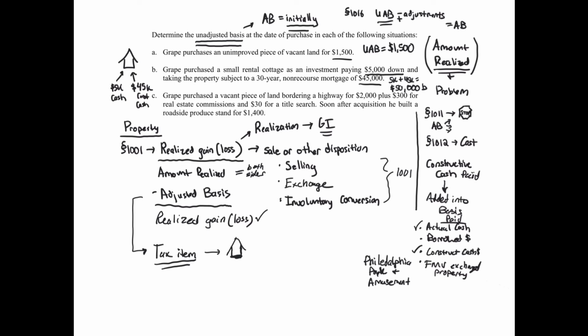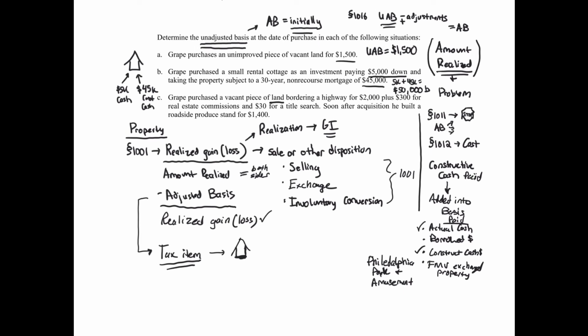So first things first, Grape purchases a vacant piece of land. We've got land for $2,000. Okay? So we got the $2,000 there, plus $300 for real estate commissions and $30 for title search. So in addition, remember amount realized: actual cash received plus constructive cash plus the fair market value of non-cash property and services minus selling expenses. If you are paying selling expenses, guess what? You get to add those in. If you pay the closing costs on a home that you buy, you get to add those into your basis. Same thing here. We've got $300 of selling expenses, real estate commissions, and $30 for title search. So those get added in.